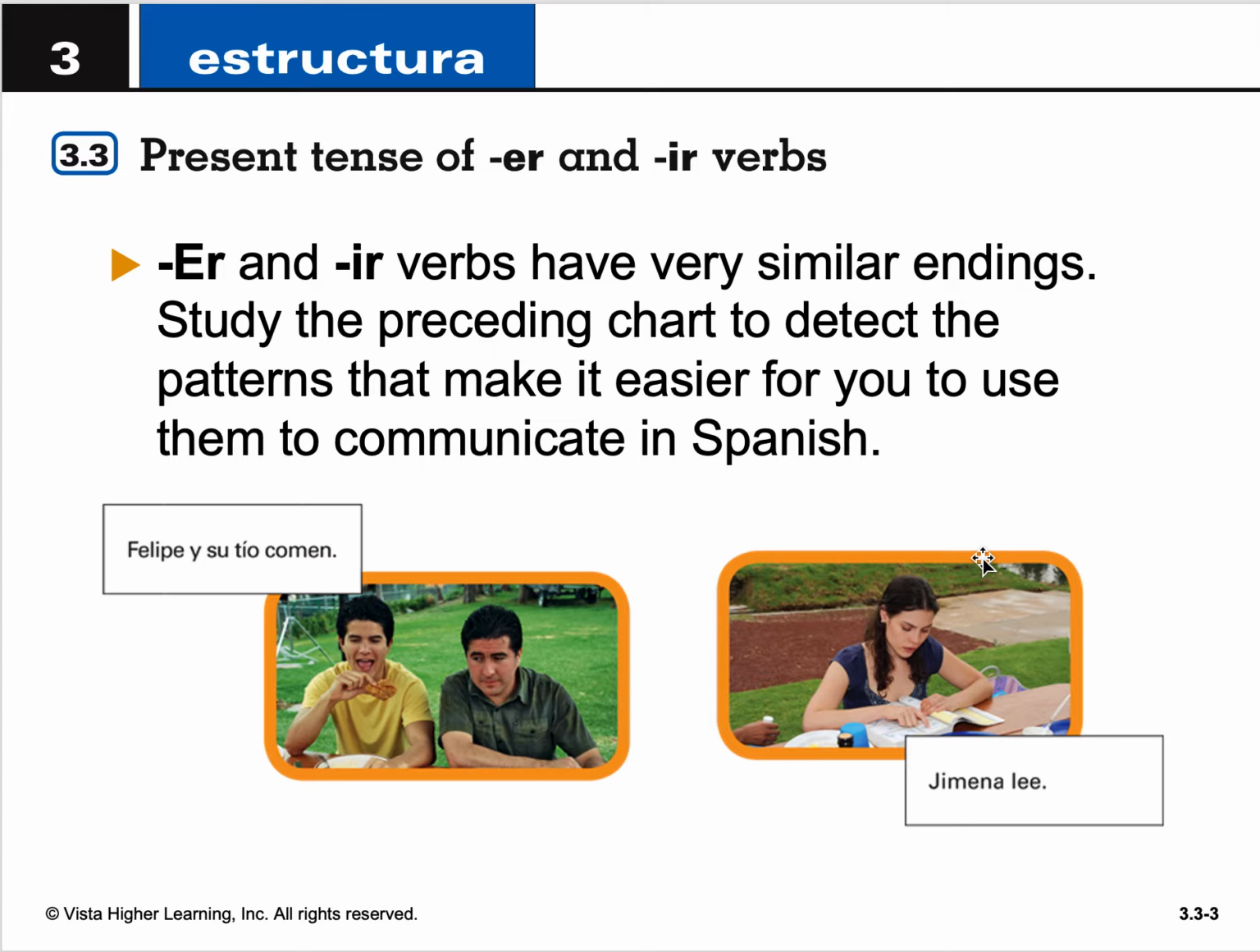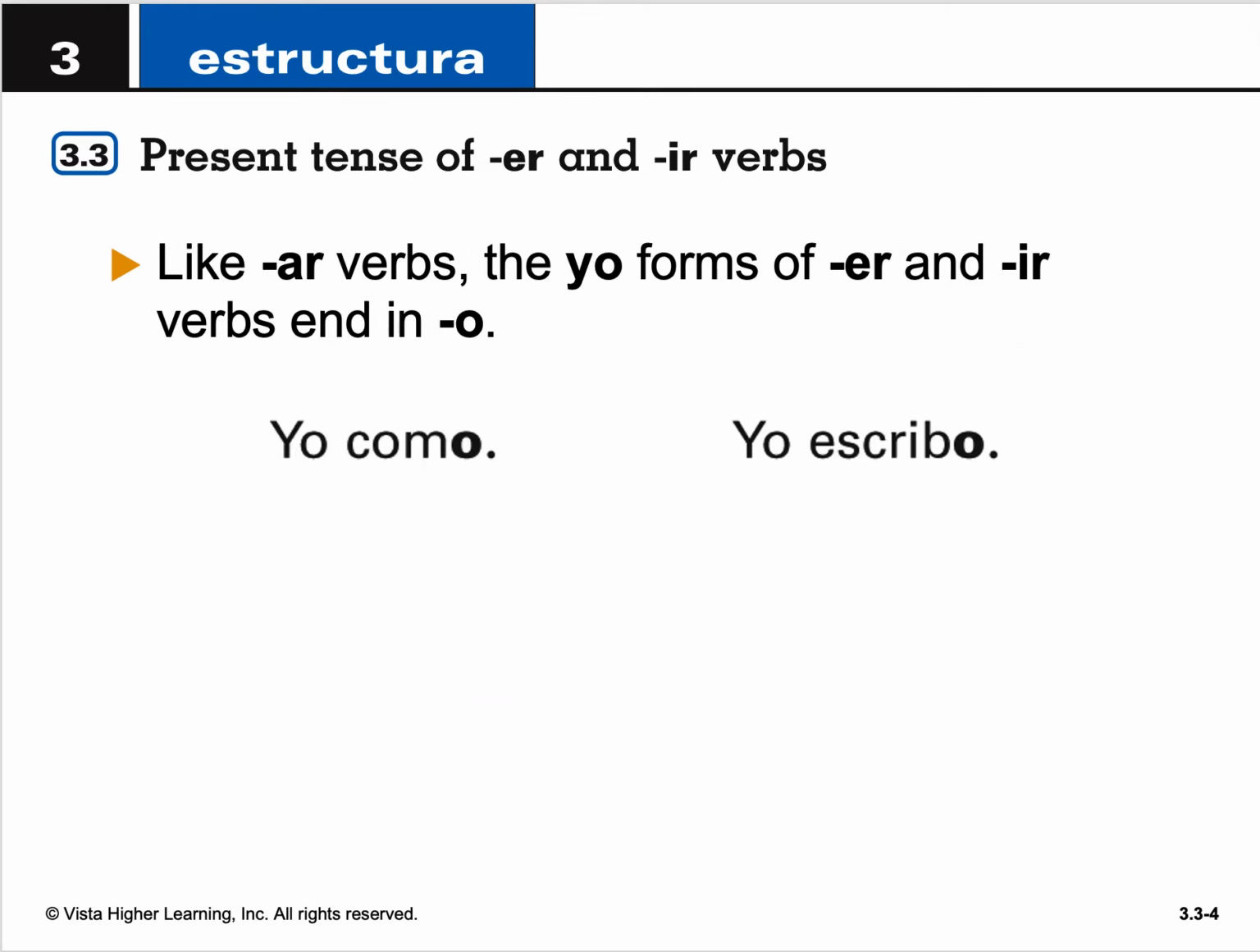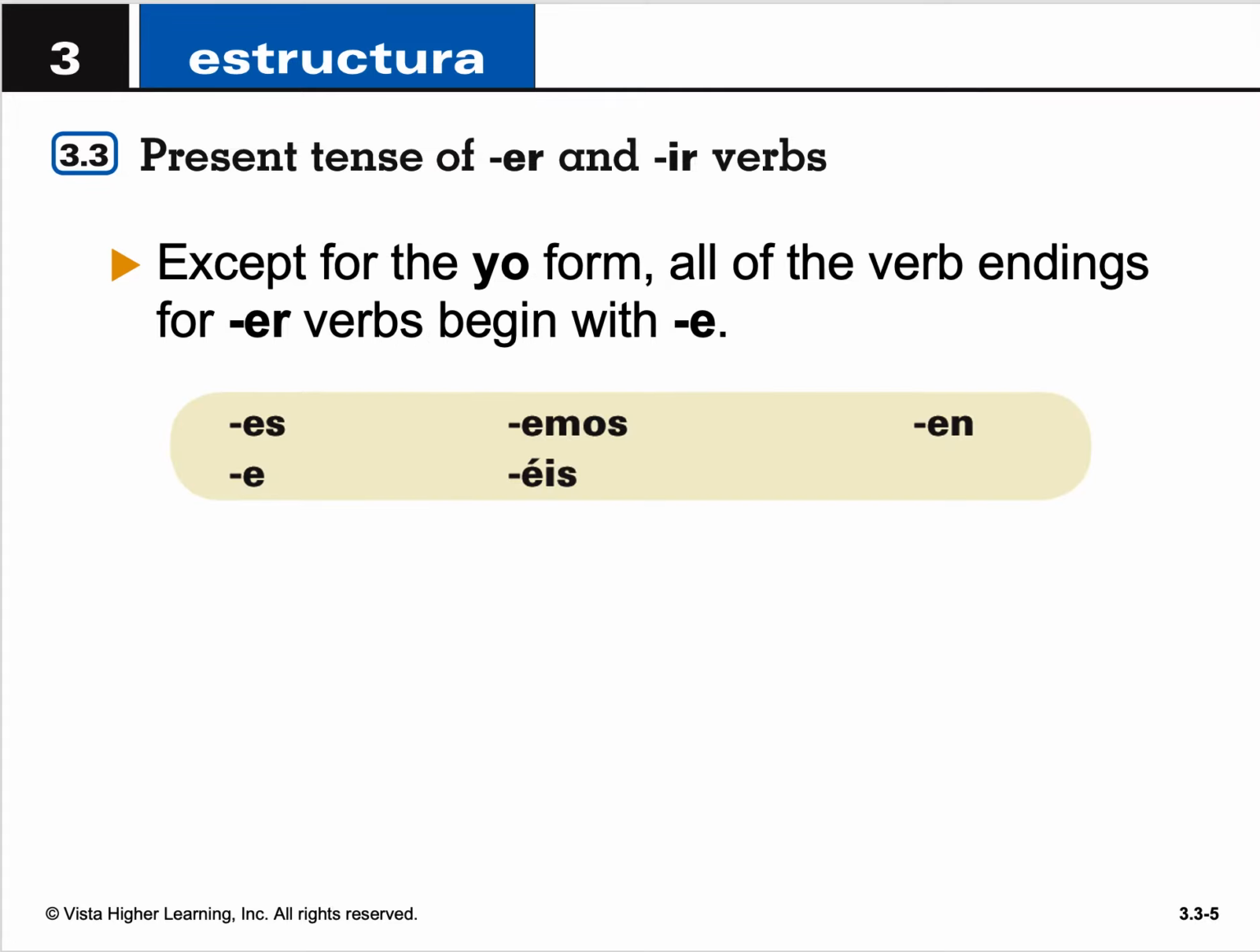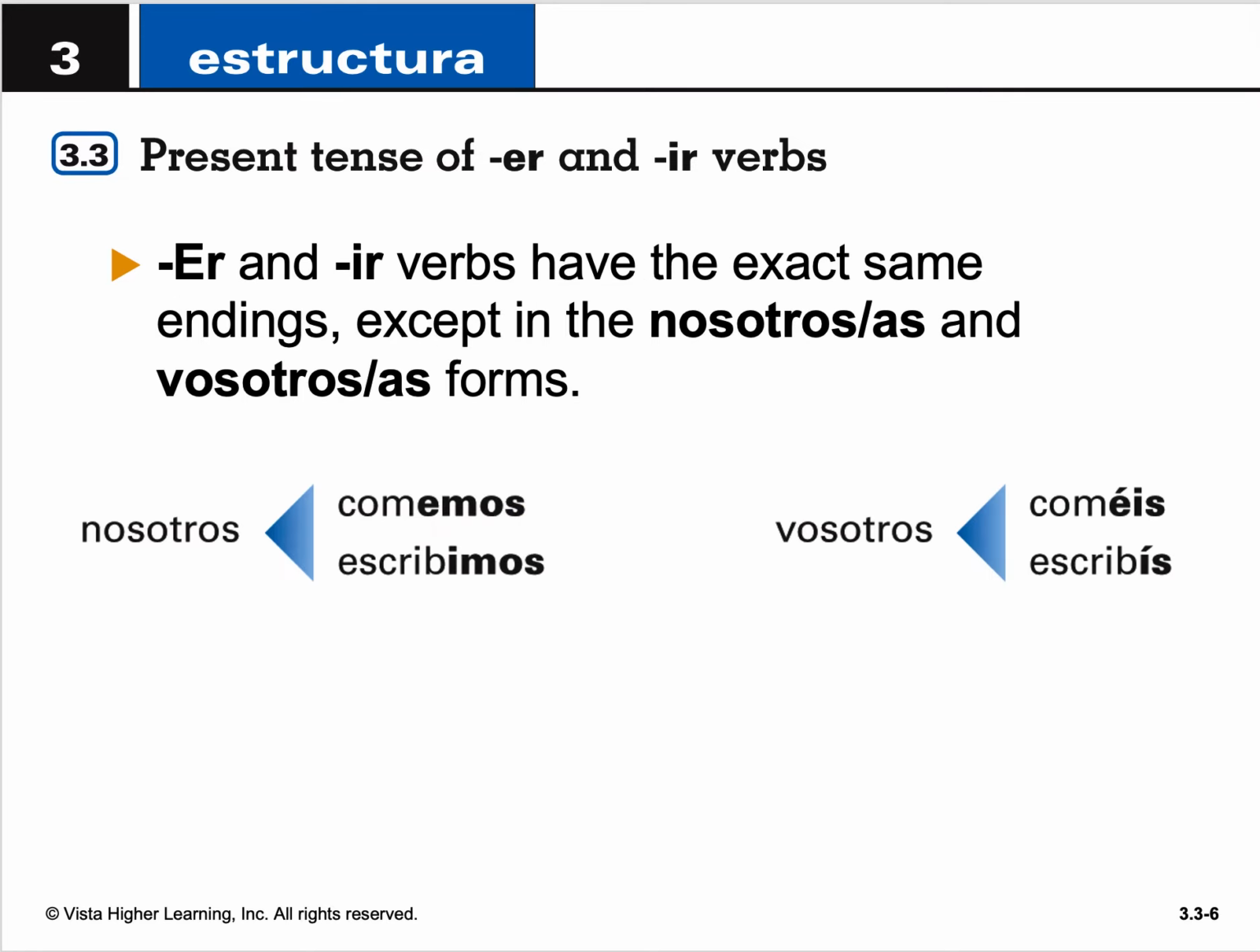So if you study that chart, it's going to help you, but you also need to know the actual ending for the verbs. So just like an AR verb, the yo form is going to have an O. We're going to drop the two-letter ending and add an O. Except for the yo form, all of the verb endings have an E for an ER verb. ER and IR verbs, like I said, have the same endings with the exception of nosotros and vosotros. The E goes to I.